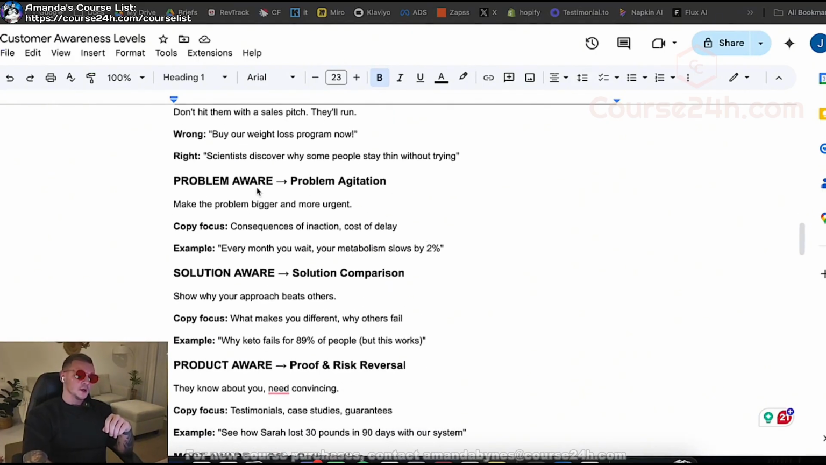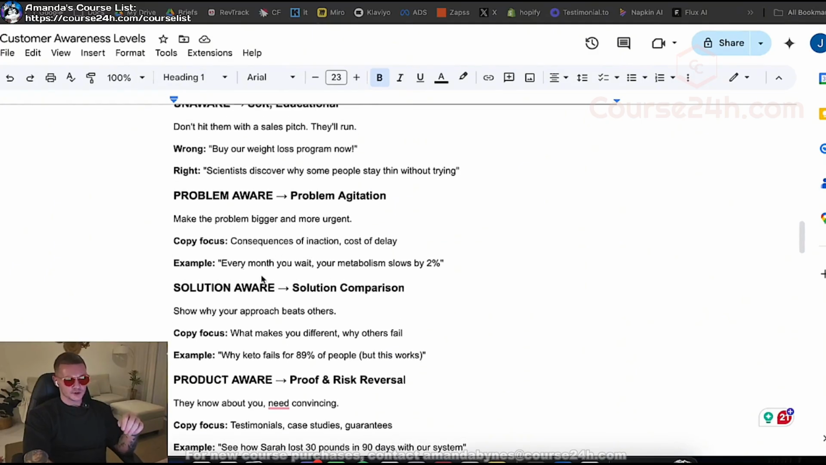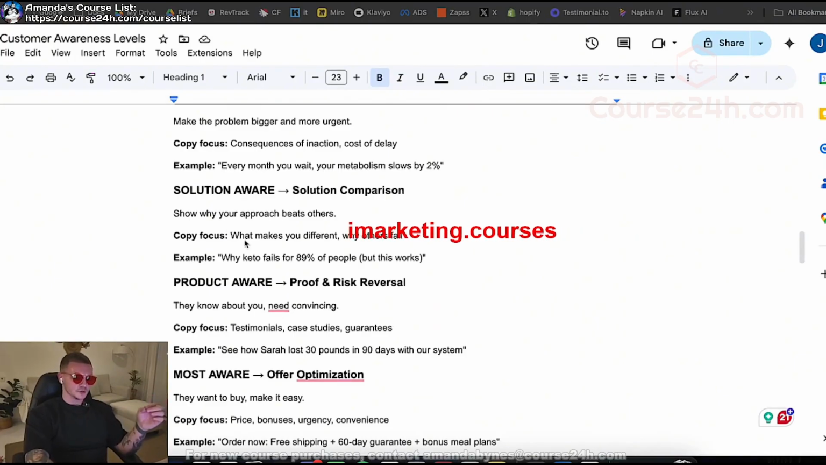Problem aware: our biggest thing here is we need to agitate their problem. Make the problem bigger and more urgent. We need to tell them about the consequences of inaction and the cost of delay. Here's an example: every month you wait, your metabolism is going to slow by 2%. Solution aware: why our approach beats others. We want to talk about our unique mechanism of the solution and why others fail.